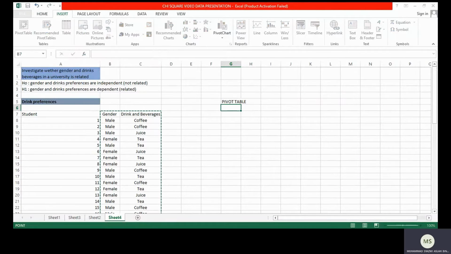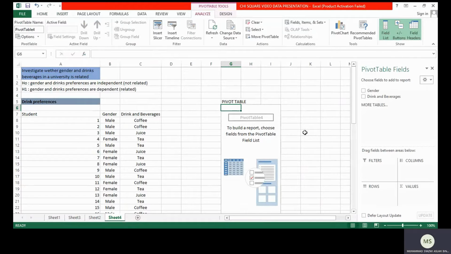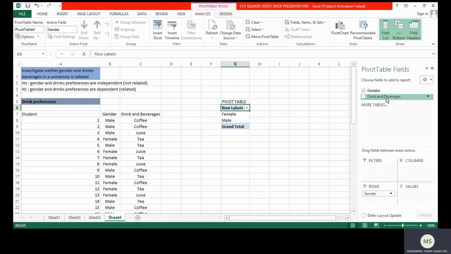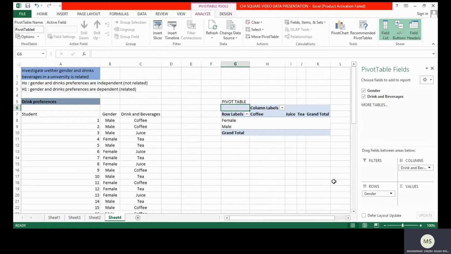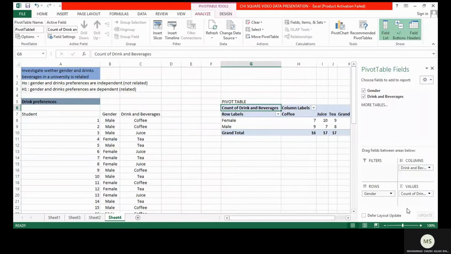The location I will put at the existing worksheet. For the gender, I will put at rows, and drink and beverage I will put at column. In order to get the value, I will put drink and beverage at the value.